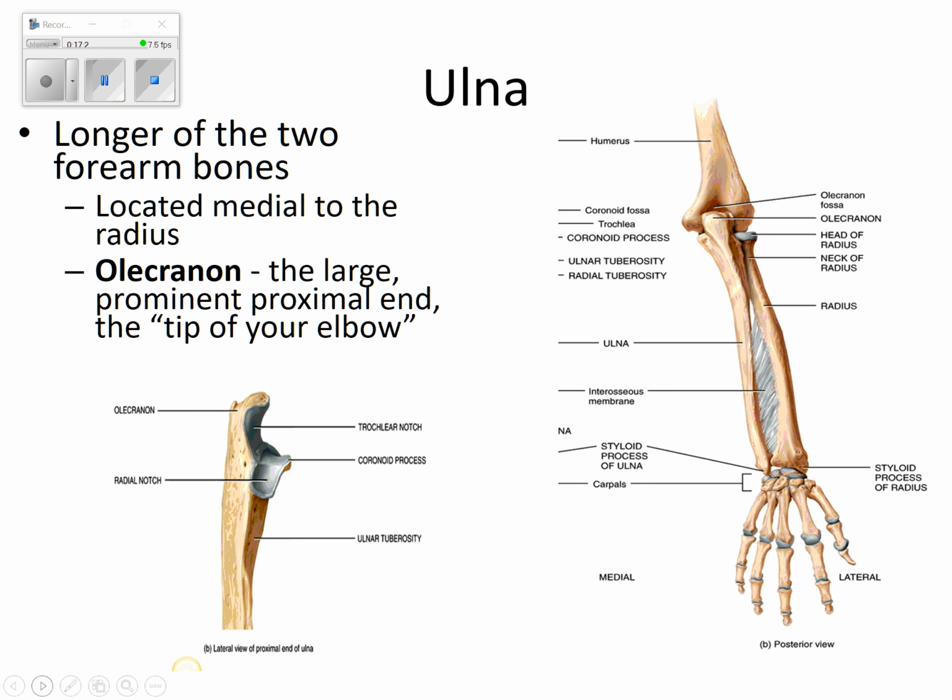So the ulna, this is, of course, also a long bone. And it has a U-shaped portion on it right here. Okay. So it's the longer of the two forearm bones. It's located medial to the radius. It contains the olecranon, which is a large prominent proximal end, also known as the tip of your elbow. So I always tell people that the olecranon forms your elbow. And it's going to articulate with that olecranon fossa.